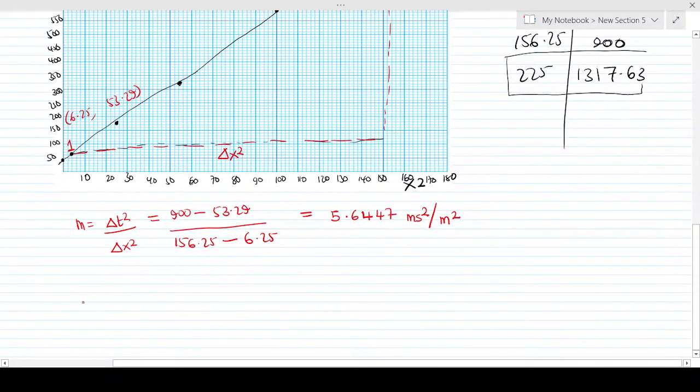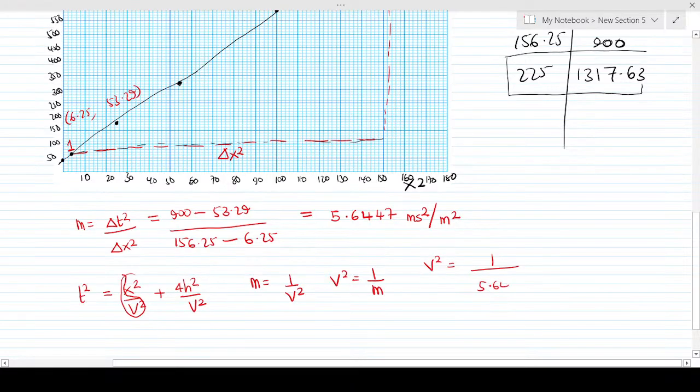Now remember this equation. T squared is equal to x squared over v squared plus 4a squared over v squared, right? And we said that we can get our gradient out of this. So our gradient is equal to 1 over v squared, right? So if I want v squared, it is equal to 1 over m. Are you okay? So I'm looking for v squared. So v squared will be equal to 1 over 5.6447 milliseconds, right? That will be 10 to the power negative 3, but it is all squared, right?